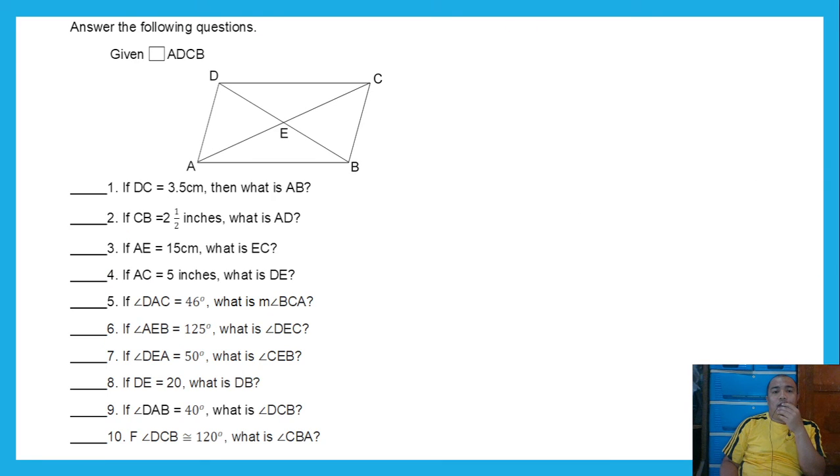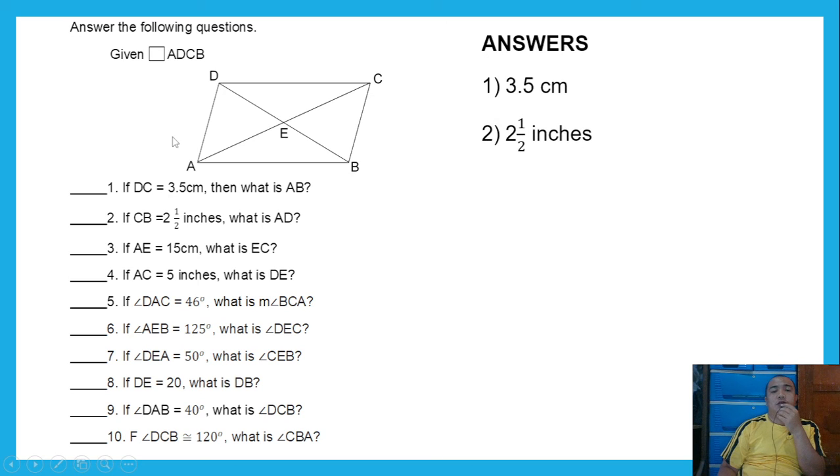In parallelogram ABCD, we have diagonals DB and AC intersecting at point E. Now, if DC is 3.5 centimeters, what's the length of AB? It's also equal to 3.5 centimeters. Opposite sides are congruent. Number 2, if CB is 2.5 inches, what is AD? It's also 2.5 inches. Opposite sides are congruent in a parallelogram.